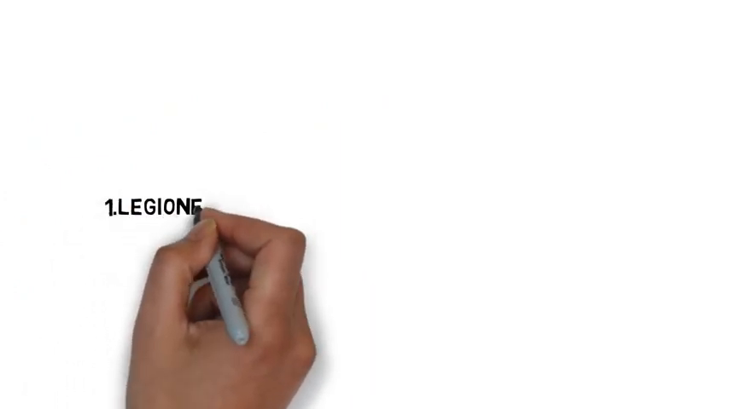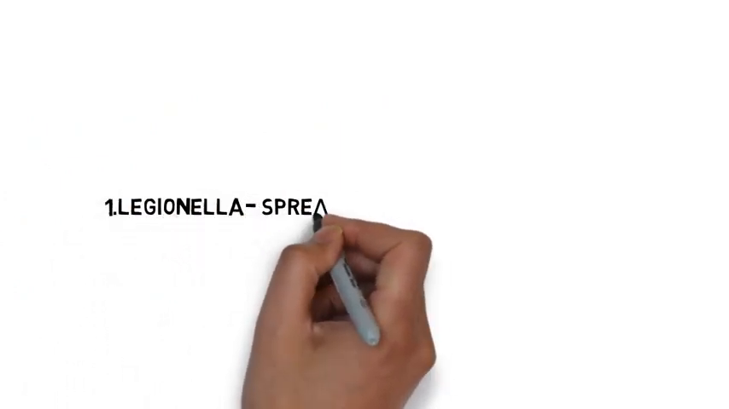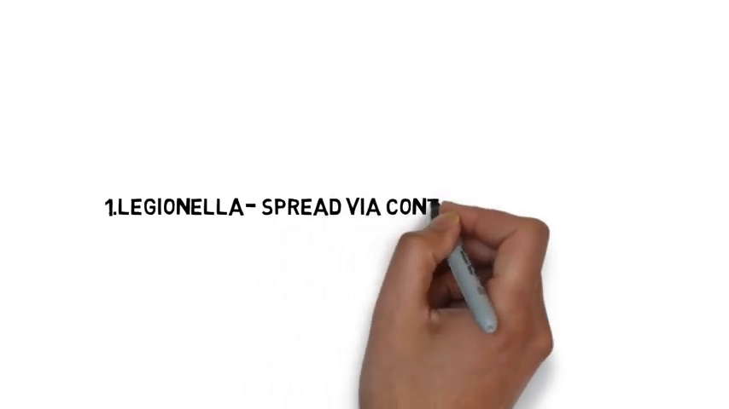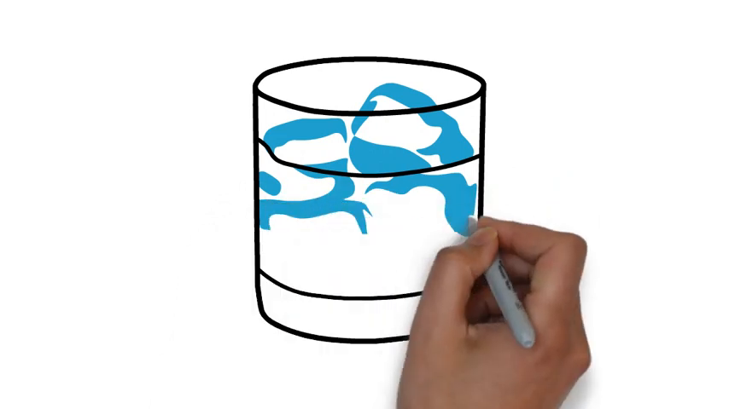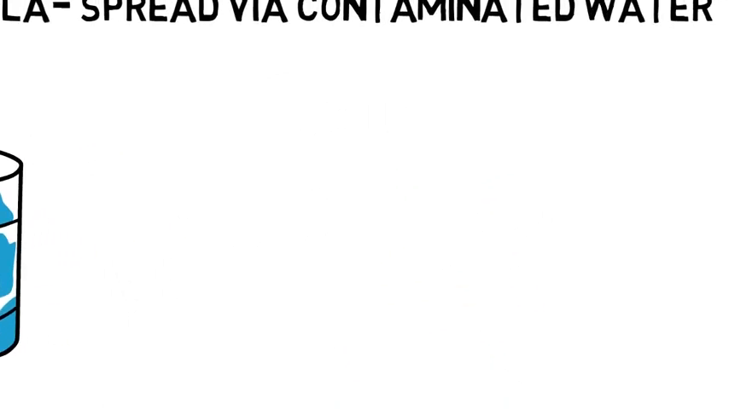Legionella is spread via contaminated water sources, for example hotels. It is associated with deranged LFTs and low sodium, hyponatremia. A Legionella urinary antigen can be tested for to aid in the diagnosis.